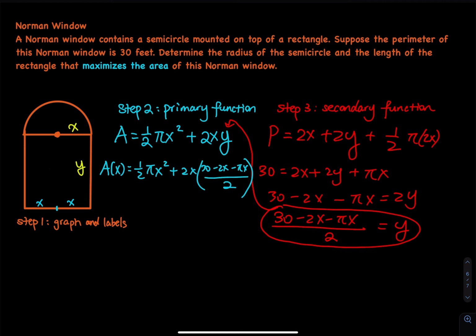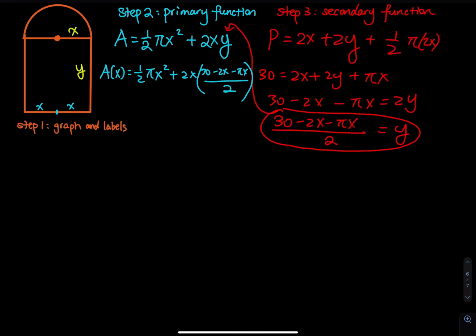Alrighty, so it looks like the 2 and the 2x can get rid of the denominator. Okay, let's write the primary right over here. We have A of x equals 1/2 pi x squared, and then we get rid of the 2's, right? The 2's got cancelled, and in the meantime we distribute the x. So we have plus 30x, minus 2x squared, minus pi x squared. All right, are we done? Yep. So the primary function is right over there. That is area in terms of x.